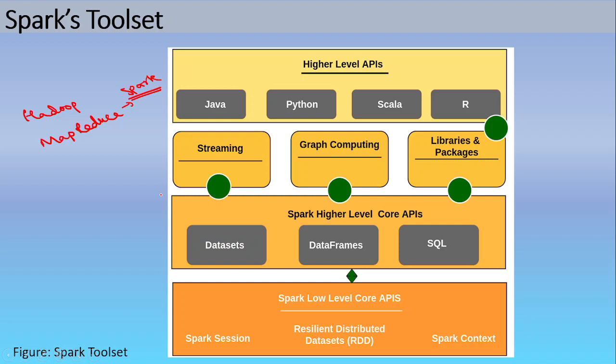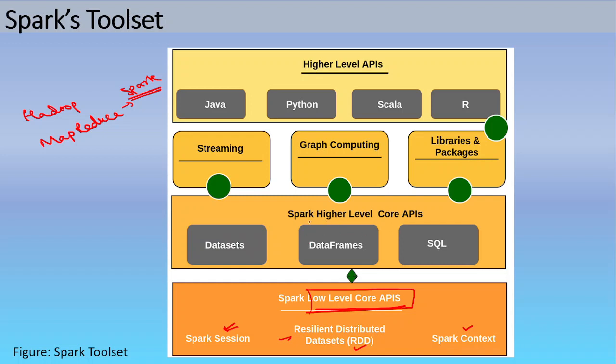Now inside the core of Spark, there are actually Spark session, Spark context, and you have an RDD. If you talk about the low level core APIs of Spark, they are Spark session, Spark context, and your RDD. So what is RDD? We will discuss all this in detail.